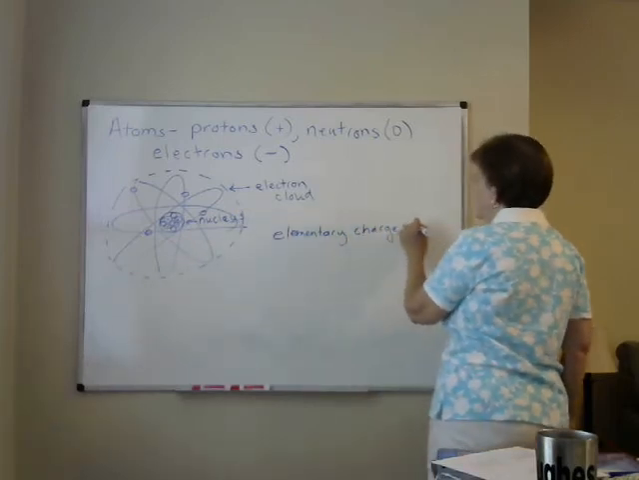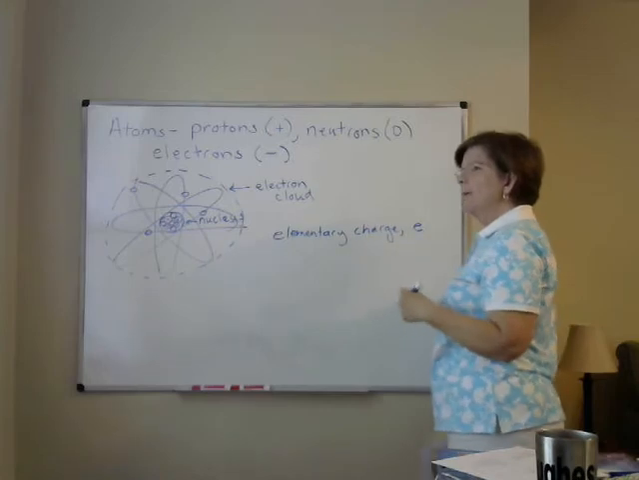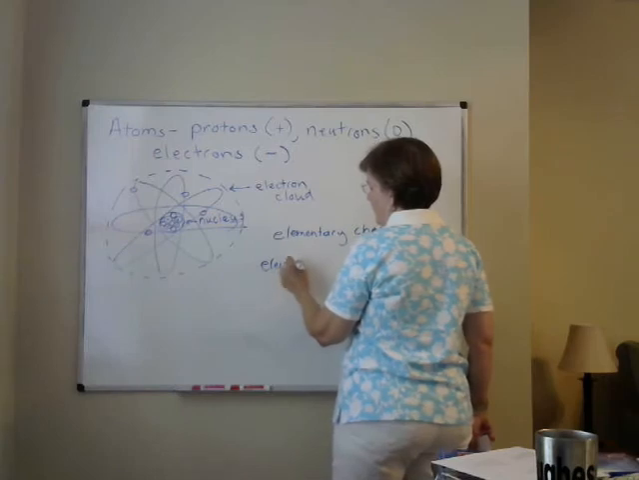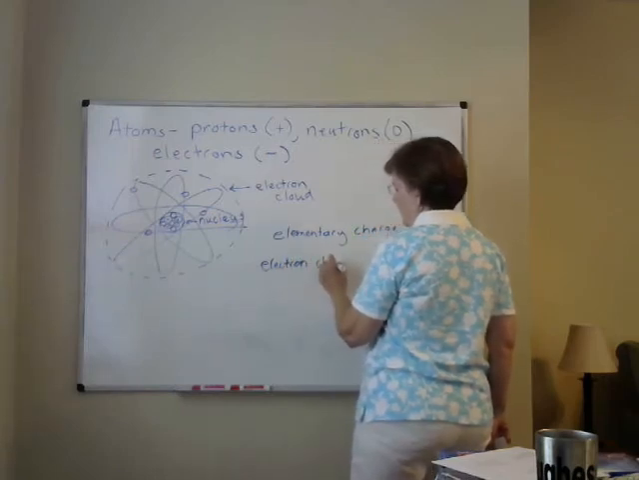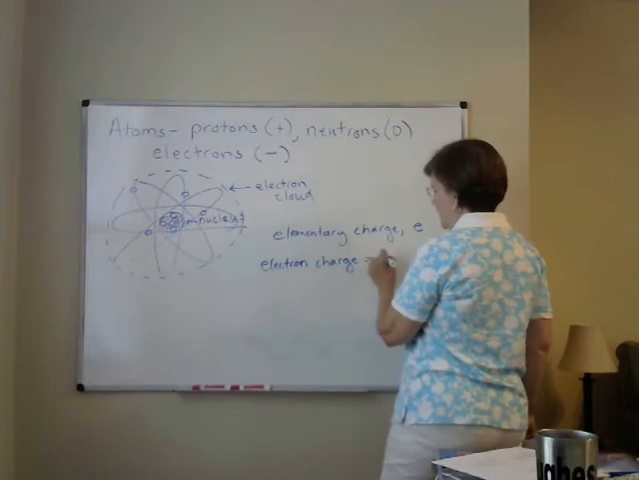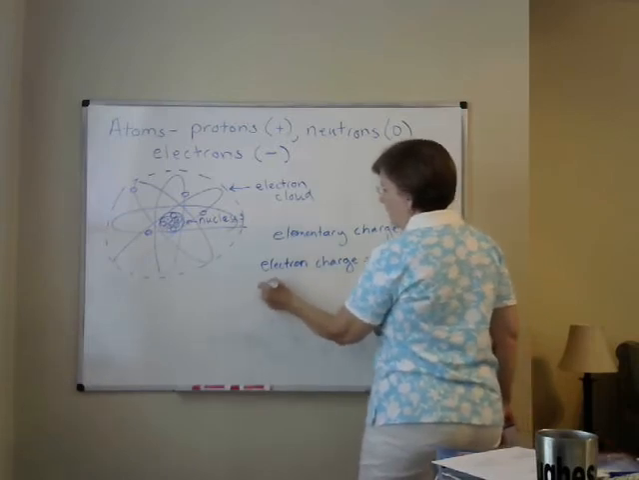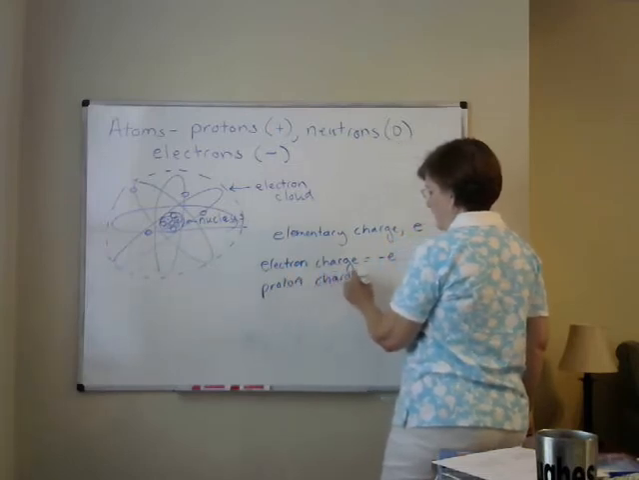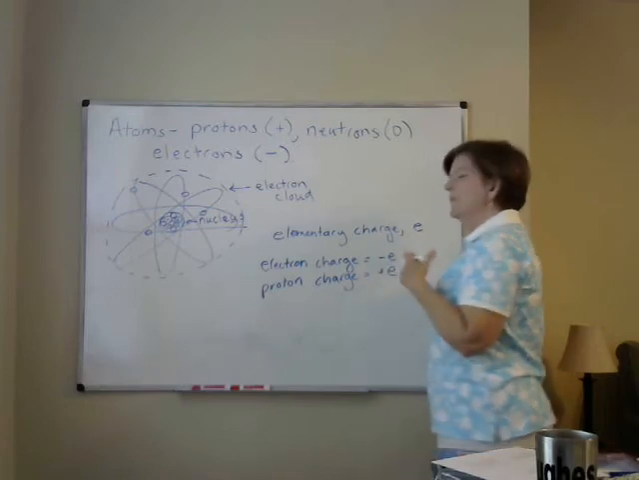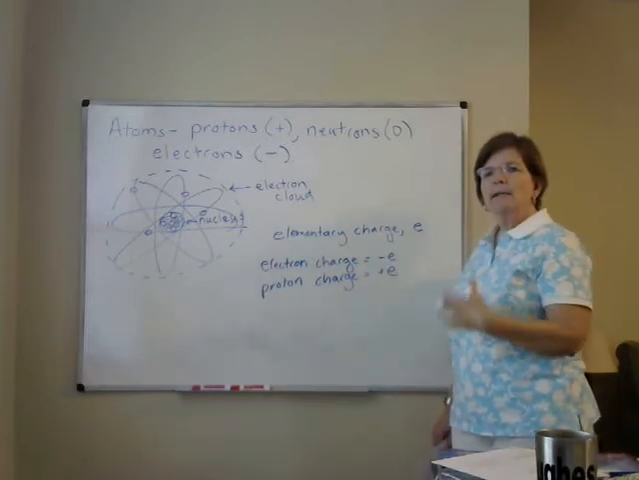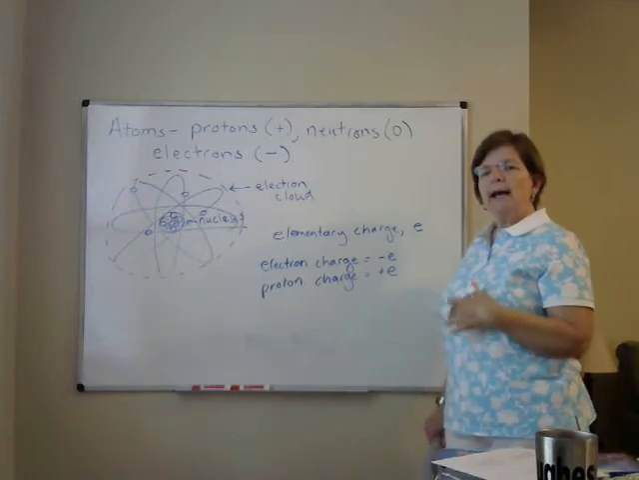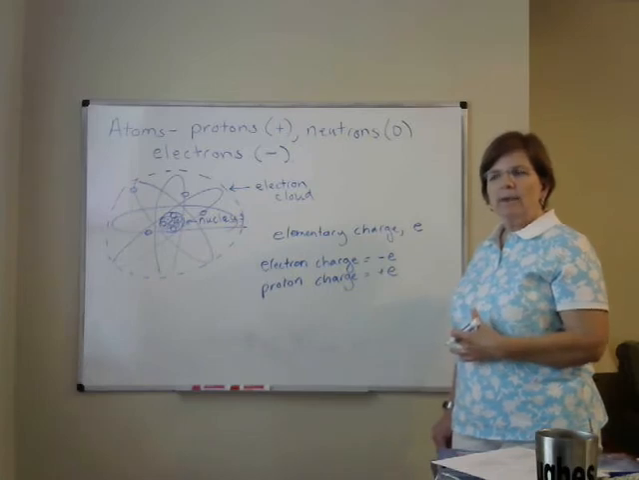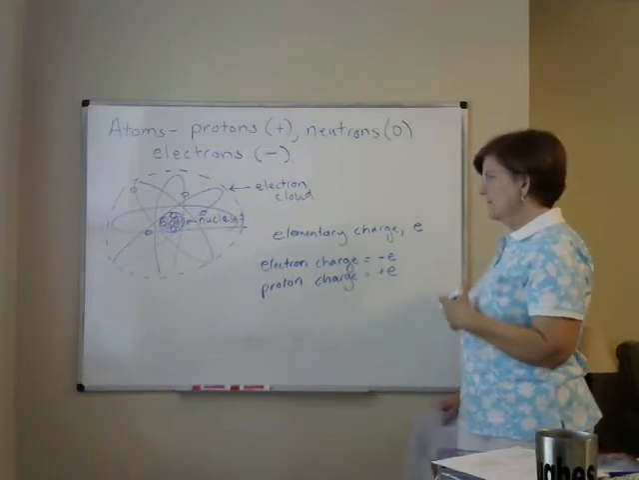And we represent it usually with a lowercase e. So if we're talking about electrons, electrons have a charge that's equal to negative e, and protons have a charge that equals positive e. So protons and electrons have the same size of charge. In most atoms, the number of protons and the number of electrons is exactly equal, and you have a neutral atom.